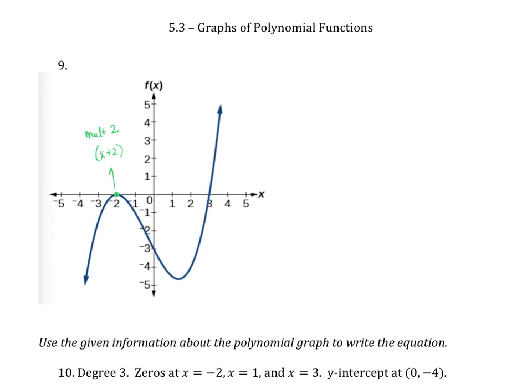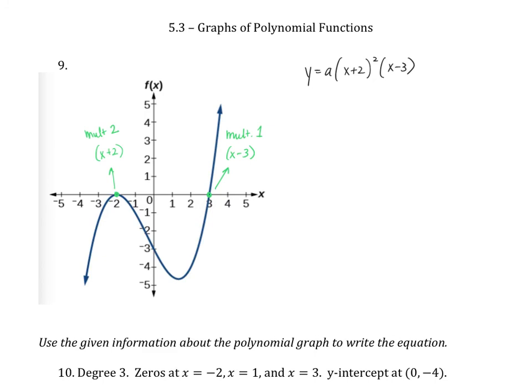It could be another multiplicity that's even, but since we're finding the least possible degree, we use the smallest even, so 2. And then our other 0 is at 3. The factor associated with that is x minus 3. And notice it goes straight through the x-axis. So that is a multiplicity of 1. Okay? So we're going to try to write our function. We have y equals a times x plus 2 squared and x minus 3 to the first.